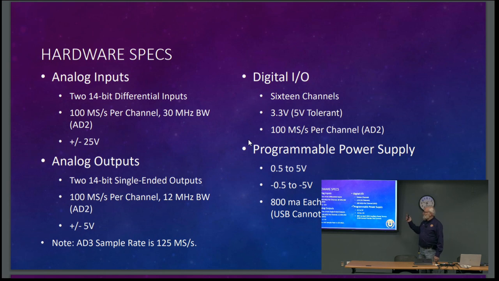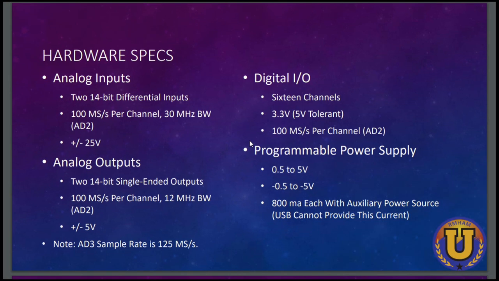So here's the hardware specs. It's got 2 analog inputs that are used as oscilloscope inputs, but also for the analyzers, the voltmeter. It's 100 megasamples per second, but with the filtering in the oscilloscope, and the averaging going on, you really get about 30 megahertz of bandwidth. And it's good to plus or minus 25 volts. So don't be using this on tube equipment. It would not be happy.